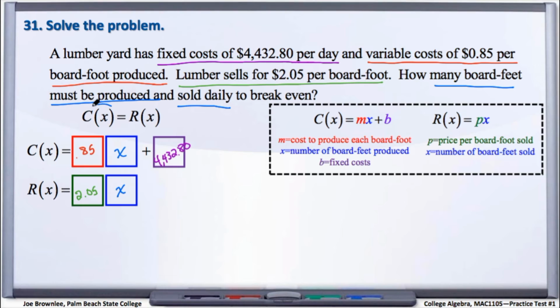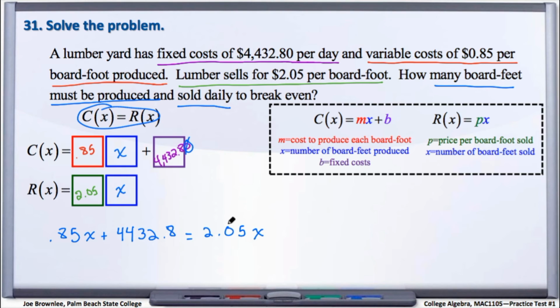We know we have to set these things equal to each other, so let's go ahead and do that. So we'll have 0.85x plus 4,432.8. And remember, if this is just a 0, we can go ahead and drop that. We don't have to put the 0.80. All right, equals, and now 2.05x.